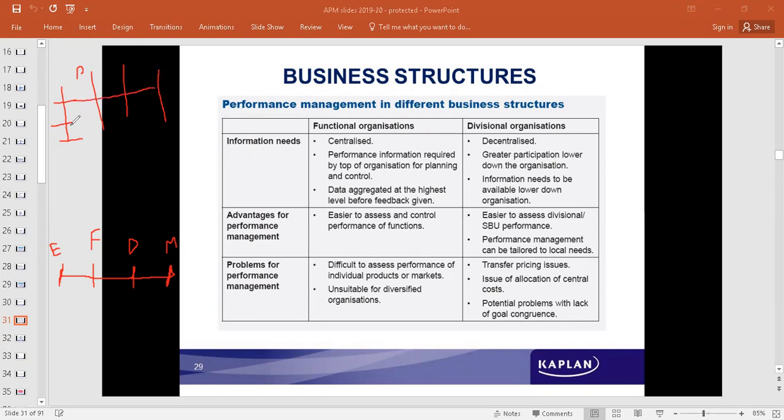Now we are going to look into, see, it is not a very small business, it is a reasonably big business, but the authority is centralized. The authority still lies with the top management. The second part of it is the divisional organization.